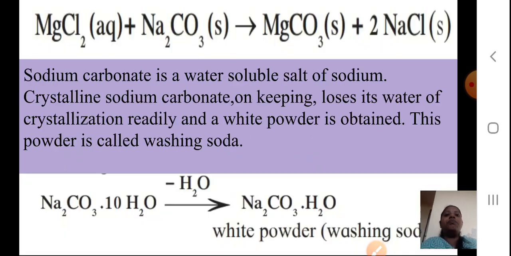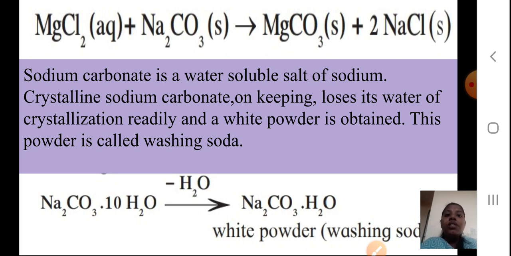Okay. Now, MgCl2 plus Na2CO3 gives you MgCO3, that is the carbonates are formed, plus 2 NaCl. Sodium carbonate is a water soluble salt of sodium. Crystalline sodium carbonate on keeping loses its water of crystallization readily and a white powder is obtained. This powder is called washing soda.